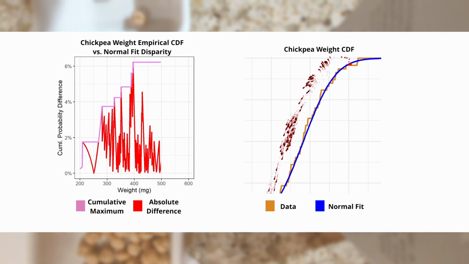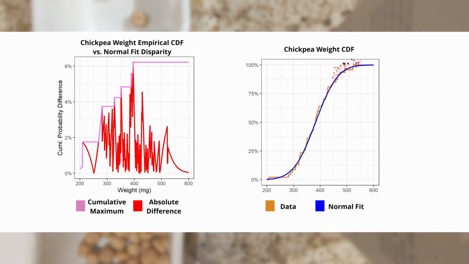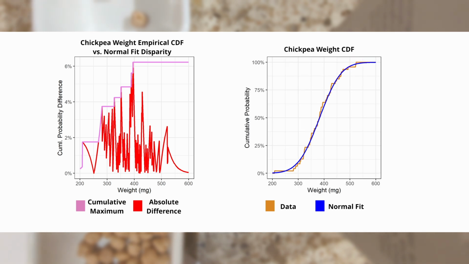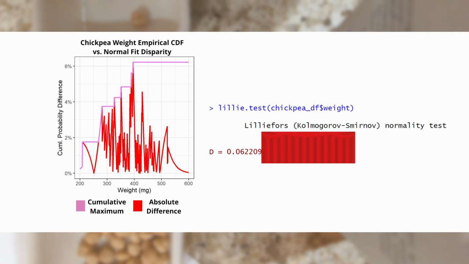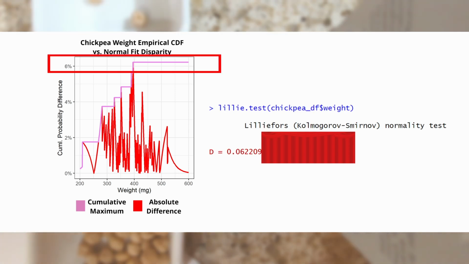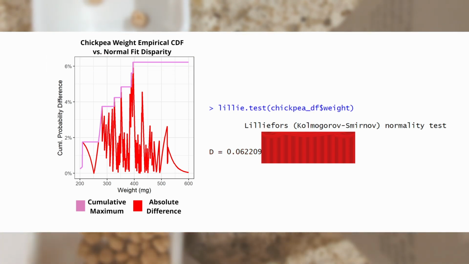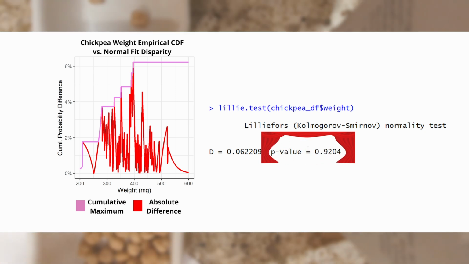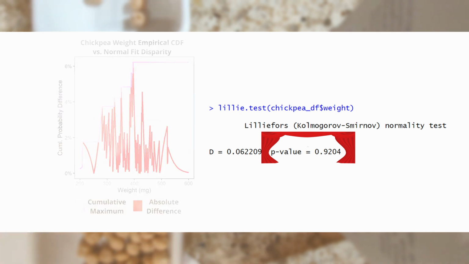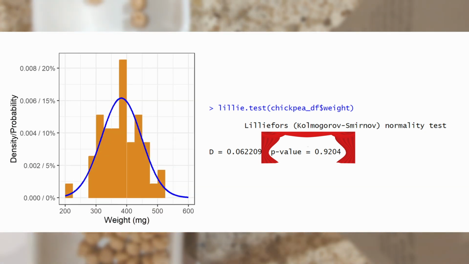Scanning across the graph, we can see the absolute difference between the two curves go up and down, with the red line indicating how far apart they are, and the pink showing the maximum difference up until that point. The maximum difference, our test statistic in this data, is 0.0622, which we can plug into the Lilliefors test, which produces a p-value of 0.92. That's a word for it. Okay. Well, I guess chickpea weights are kind of normally distributed then.